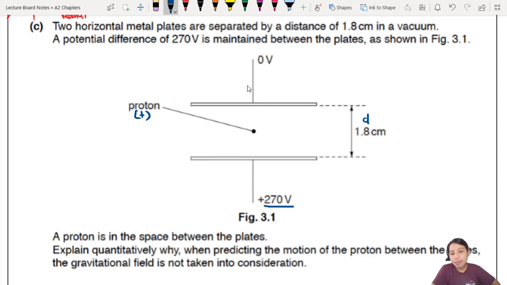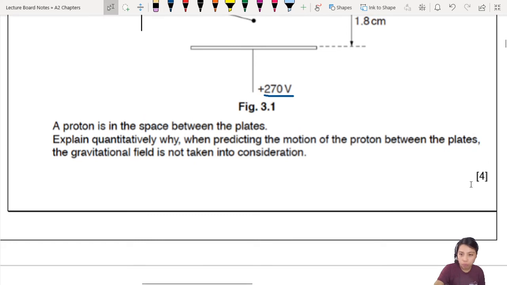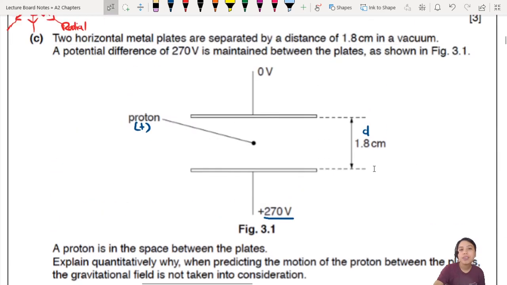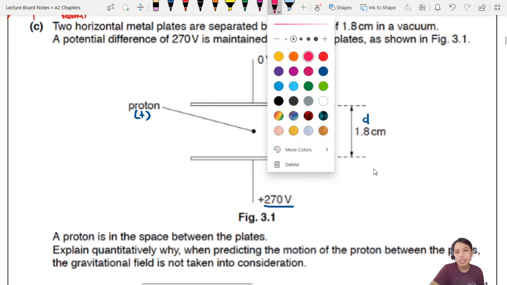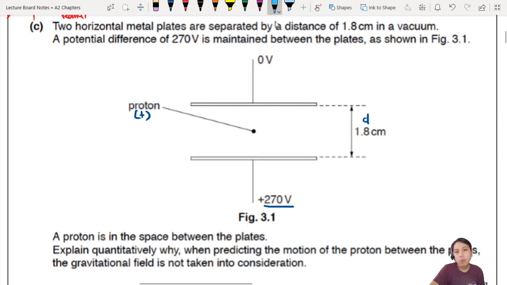Explain why the gravitational field is not taken into consideration. If you remember, you have done questions from AS before, chapter 17. We say if it's a proton, no need to consider the gravitational field. Why? Now you actually have to explain it for 4 marks. Okay, let's review this a little bit. When you have this field here, these 2 parallel plates, what's the field between them? It's going to be what we call a uniform electric field.